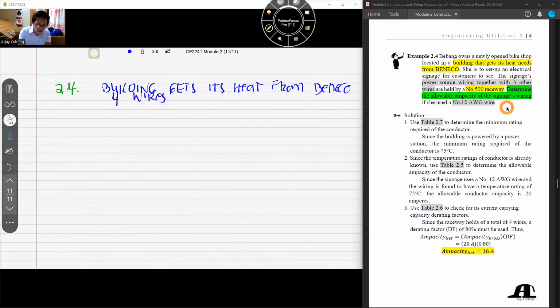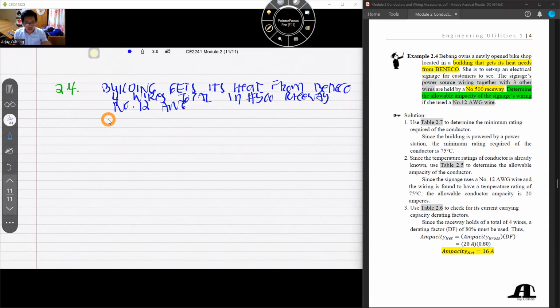Tapos yun, we have a total of 4 wires total in 500 raceway. Yeah, kasi di ba, syempre, class, yung number of wires will depict our derating factor. Okay? Tapos gagamit daw, class, ng number 12, American wire gauge. Okay na yun. Okay. So technically, class, yan yung pinaka-given natin.